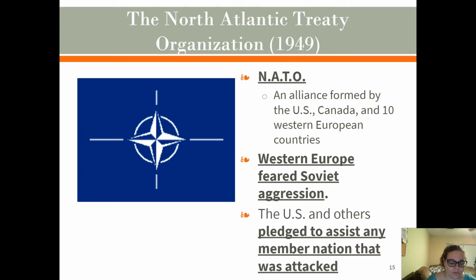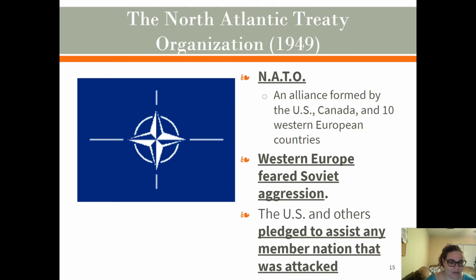We also formed the North Atlantic Treaty Organization in 1949. We call this NATO. It's an alliance formed by the United States, Canada, and 10 other Western European countries. Now, these are all countries in Western Europe that are afraid the Soviets are getting too aggressive and are going to come for them eventually. And the U.S. and the others in NATO agreed to help any member nation that was attacked.